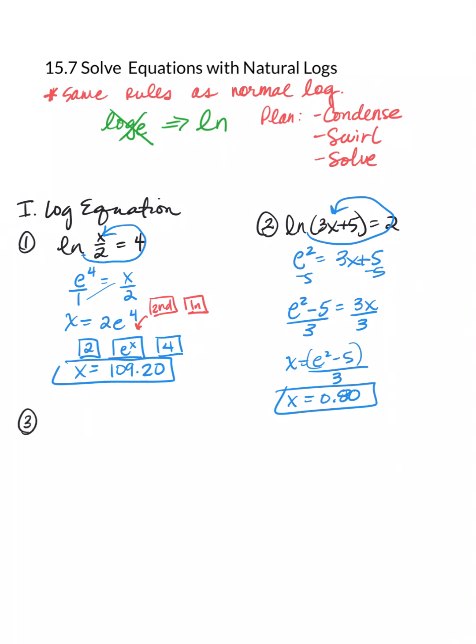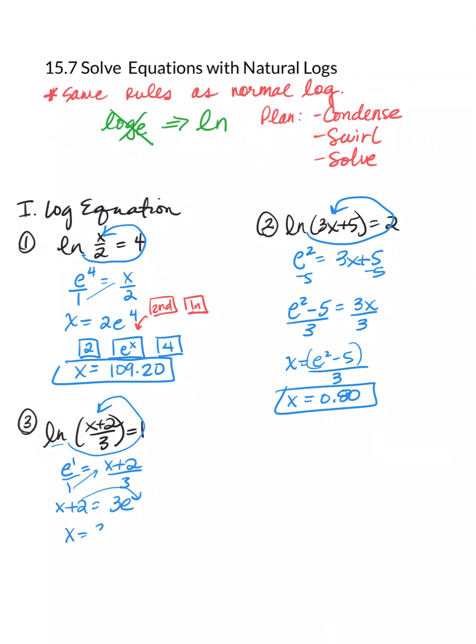Number 3, the natural log of x plus 2 over 3 equals 1. Okay, it's in one single logarithm, so I don't have to condense, and now I swirl. So e to the first equals x plus 2 over 3. See how it came out of the logarithm? Now it's a proportion, so I can cross multiply. x plus 2 equals 3e. All right, so I'm going to move my 2 over, so x will equal 3e minus 2. Easy enough to plug in my calculator. When I do that, I get x equals 6.15. You try it in your calculator and see if you get that.